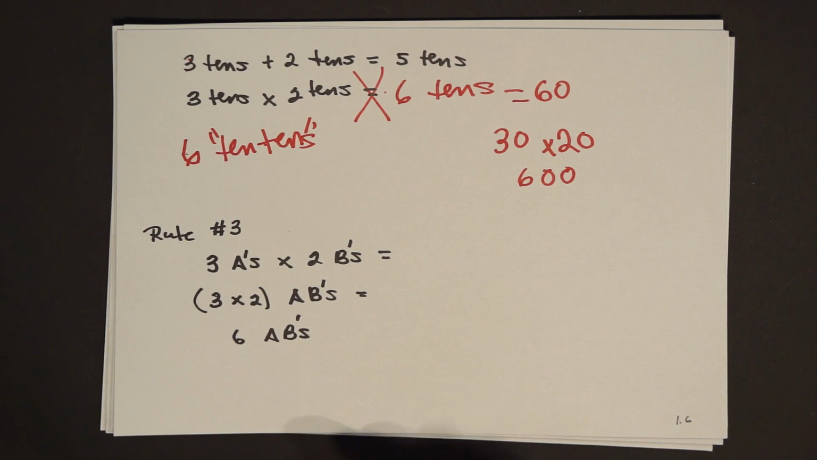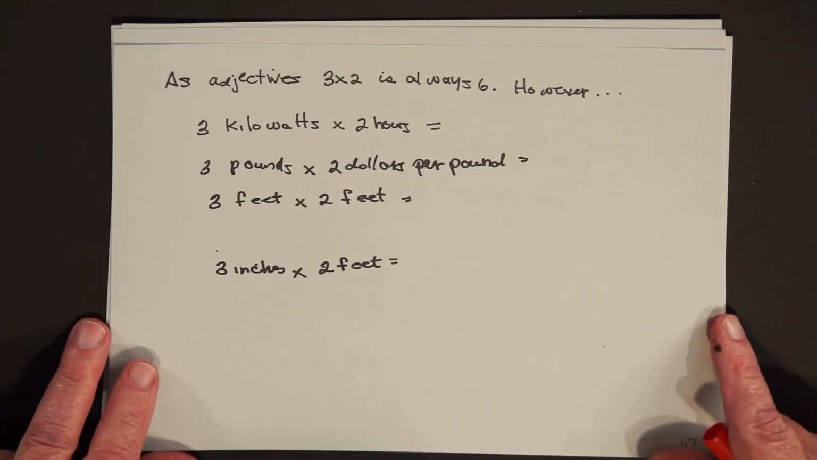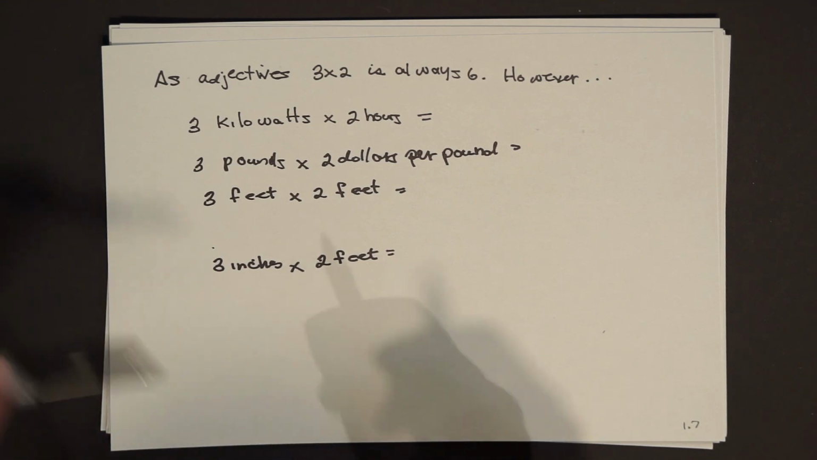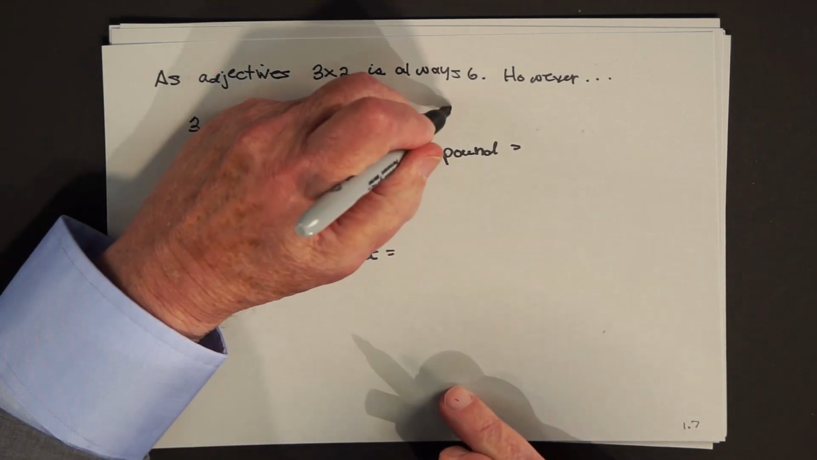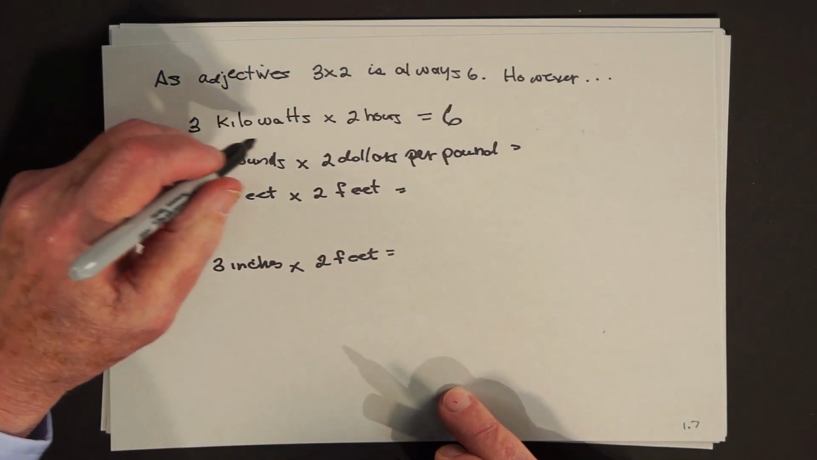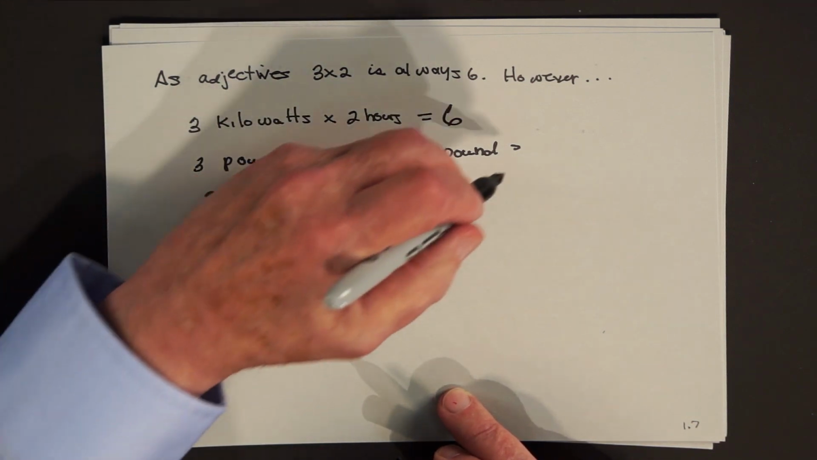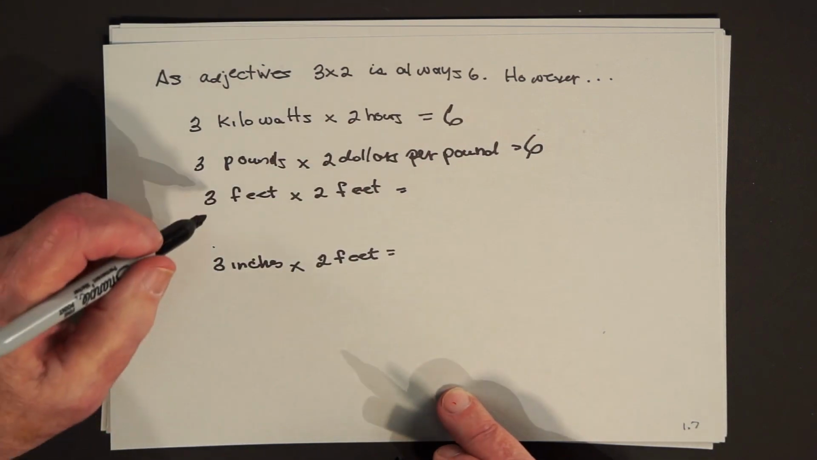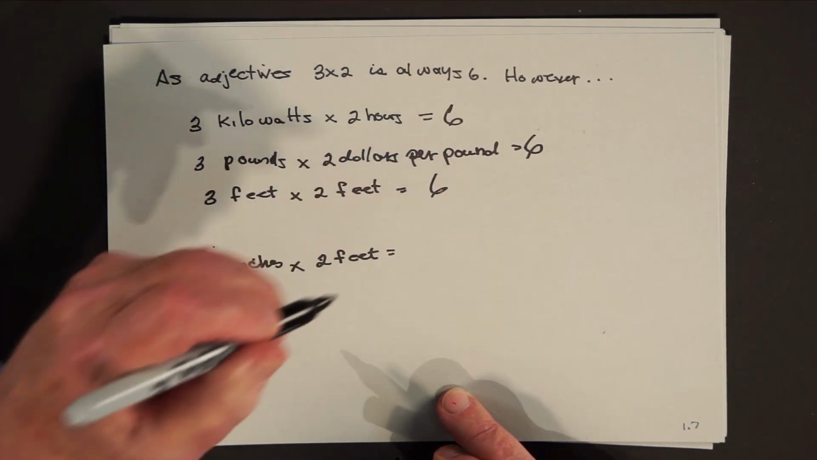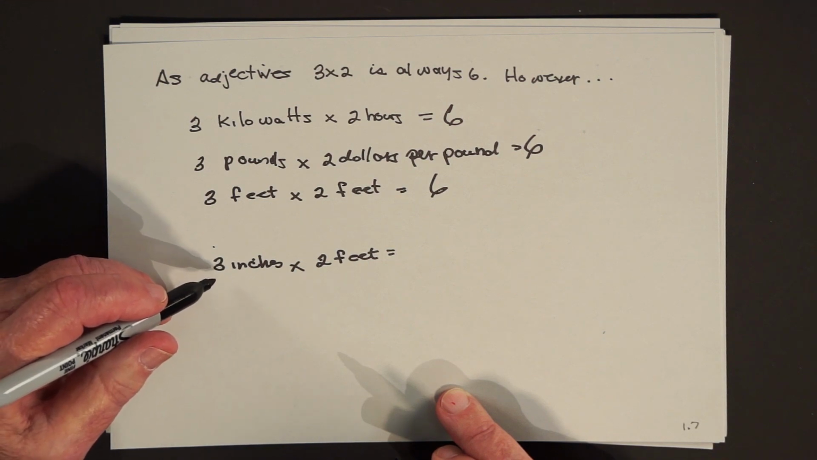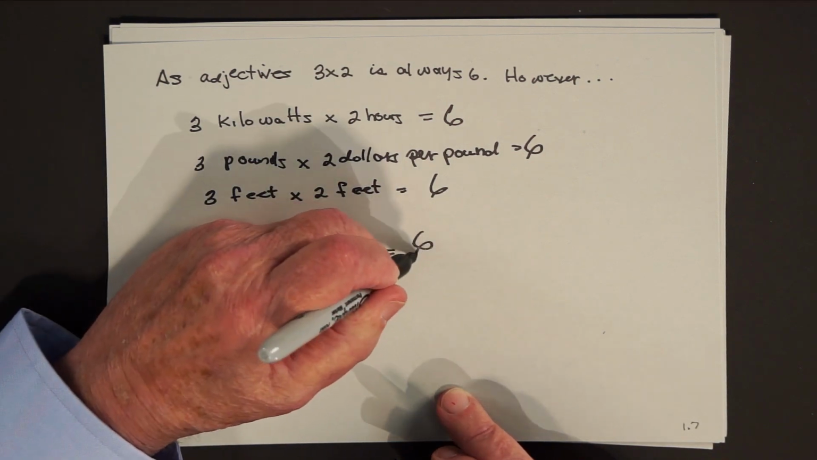And we have examples of that in real life. As adjectives, 3 times 2 will always be 6. Doesn't matter. Always going to be 6. 3 kilowatts times 2 hours is 6 something. 3 pounds times $2 per pound is 6 something. 3 feet times 2 feet is 6 something. Here's a strange one that we don't usually see. 3 inches times 2 feet, that's still going to be 6 something.